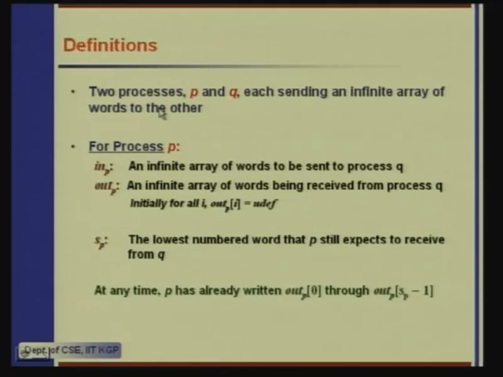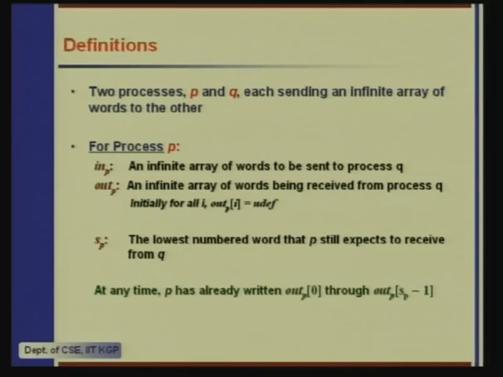Now, we are talking about sending an infinite array of words, so we assume that these words are indexed. P has an infinite array of words to be sent to Q, and these words are in P 0, in P 1, in P 2, in P 3 and so on. So, this is the array of words that has to be sent. In P 0 has to be copied to out Q 0 after the transmission is over. Is it clear? And SP denotes the lowest numbered word that P still expects to receive from Q.